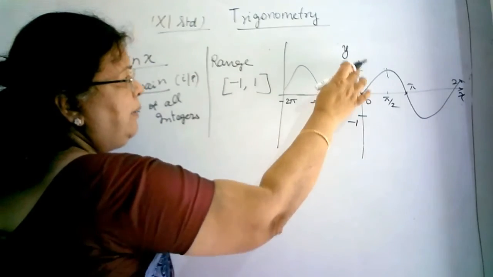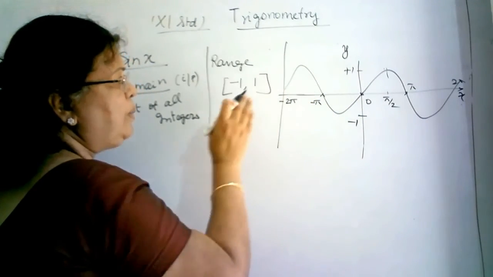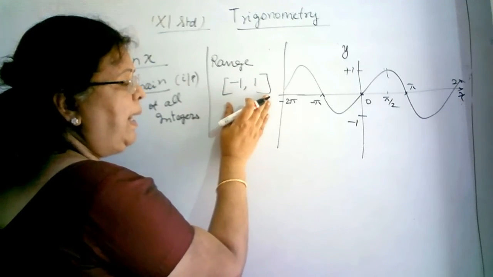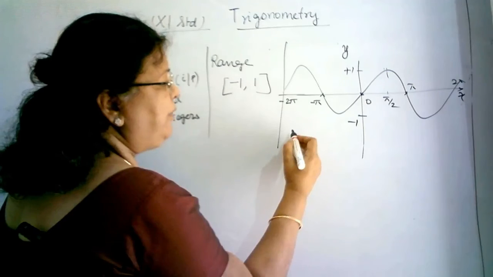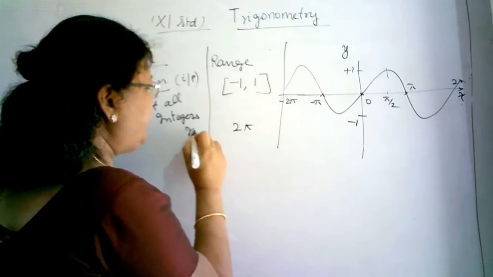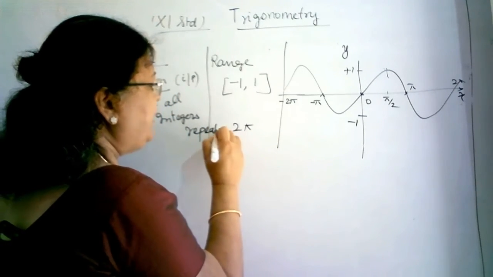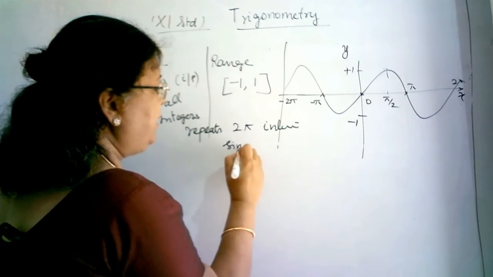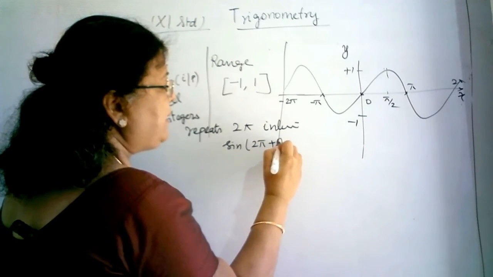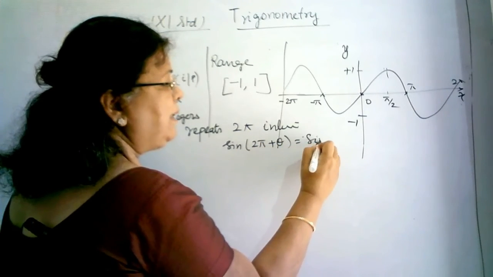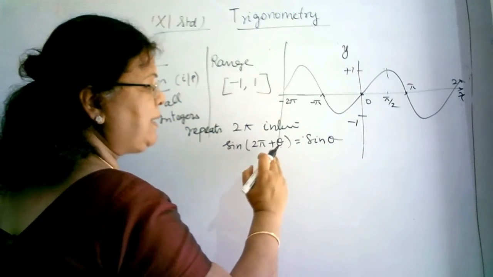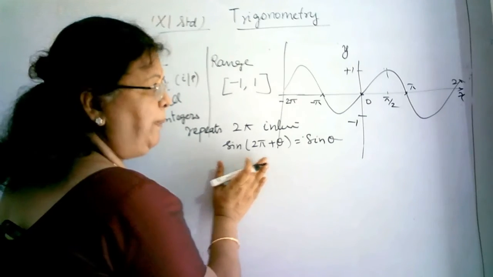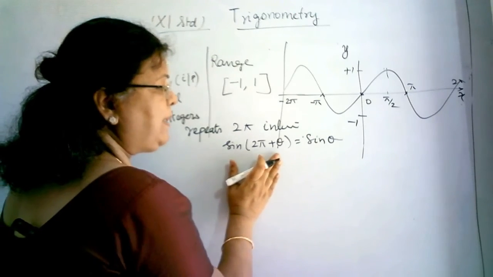It fluctuates between +1 and -1. So you can see the range is -1 to +1, and it repeats after 2 pi intervals. Okay, for example, you can say sin 2 pi plus theta is equal to sin theta. Because of the intervals, after 2 pi intervals you'll be having the same value as previous. So you can say sin of 2 pi plus theta is equal to sin theta.